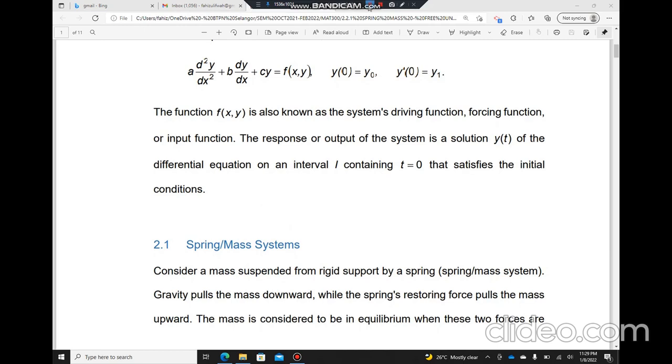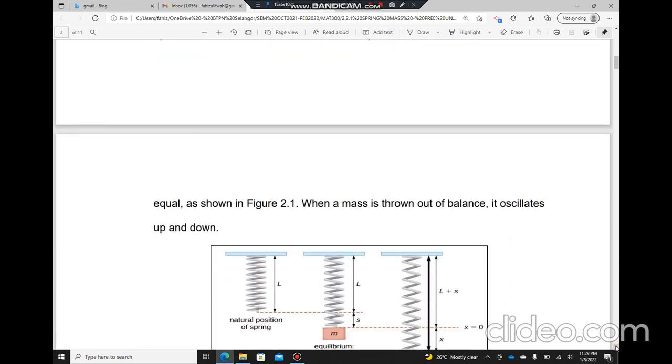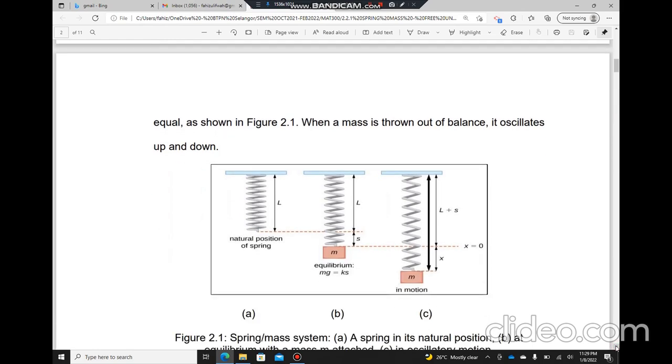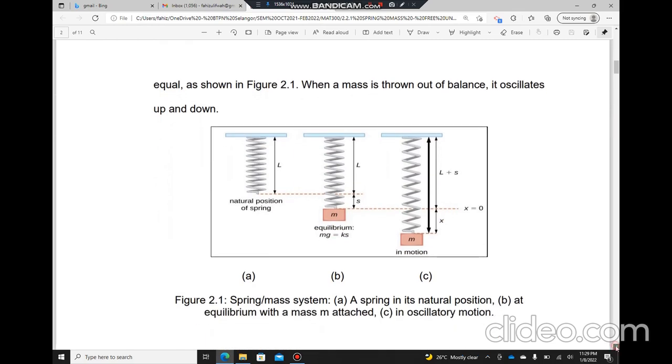Consider a mass suspended from a rigid support by a spring or mass system. Gravity pulls the mass downward while the spring restoring force pulls the mass upward. The mass is considered to be in equilibrium when these two forces are equal, as shown in figure 2.1. When a mass is thrown out of balance, it oscillates up and down. Okay, so untuk lebih faham, you all boleh tengok figure 2.1.